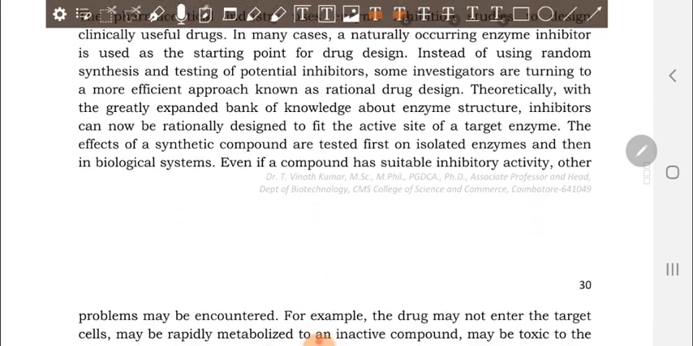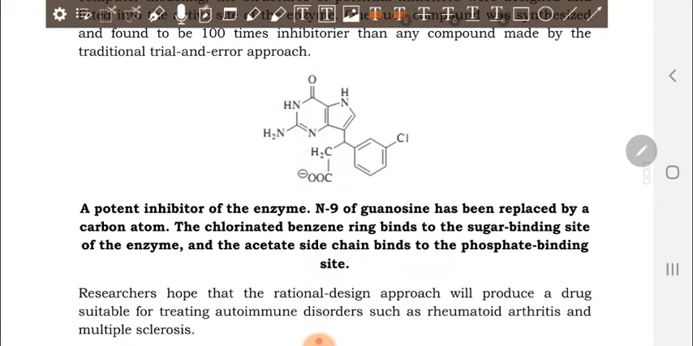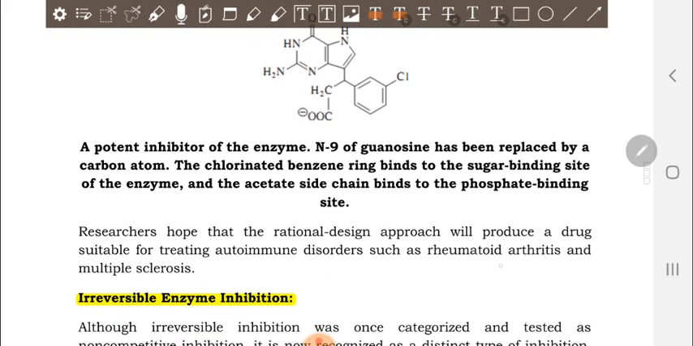Next, coming to the uses of reversible enzyme inhibition. Reversible enzyme inhibitors can be used as medicines. Most medicines are inhibitors. For example, paracetamol is a prostaglandin biosynthesis inhibitor, and the inhibition leads to an antipyretic effect and an analgesic effect also.